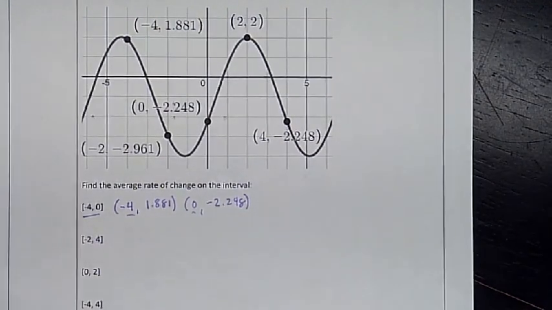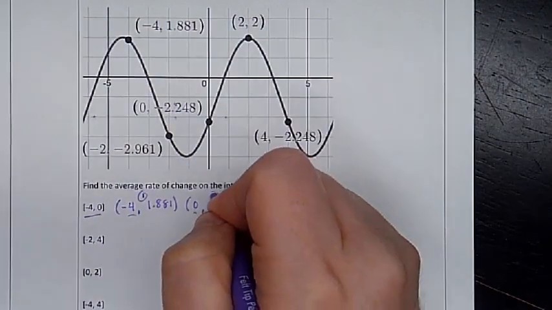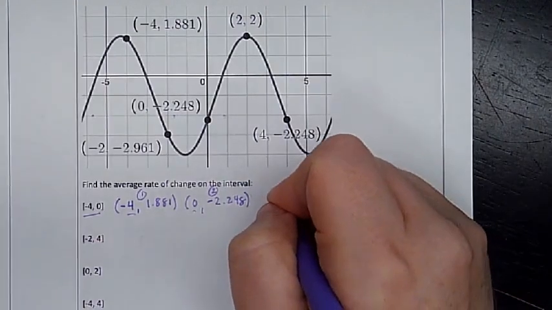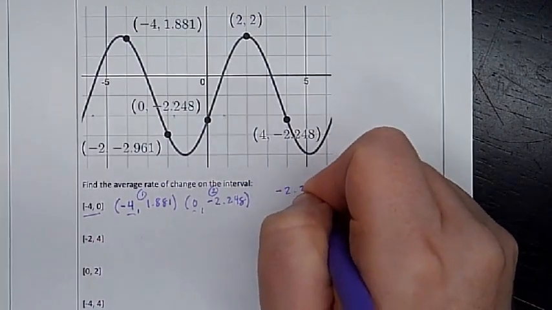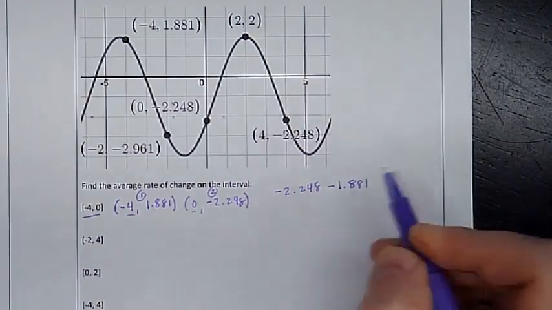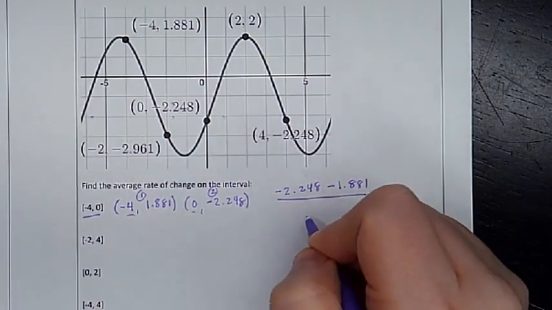So now I can set this up. Again, I can choose whichever one I want to be point 1 and point 2. I'm just going to put them in order because why not? And I get -2.248 minus 1.881. Those are my two y values. My x value is 0 minus -4.